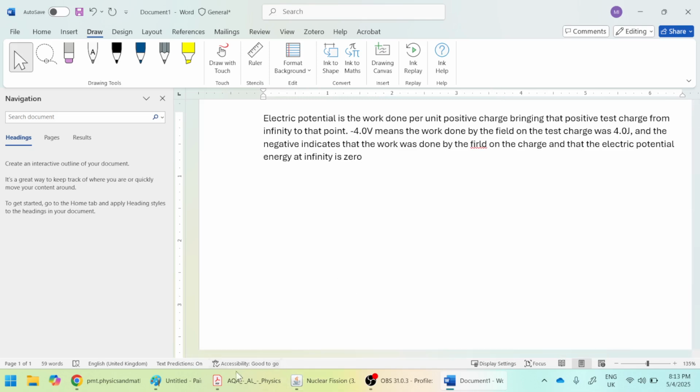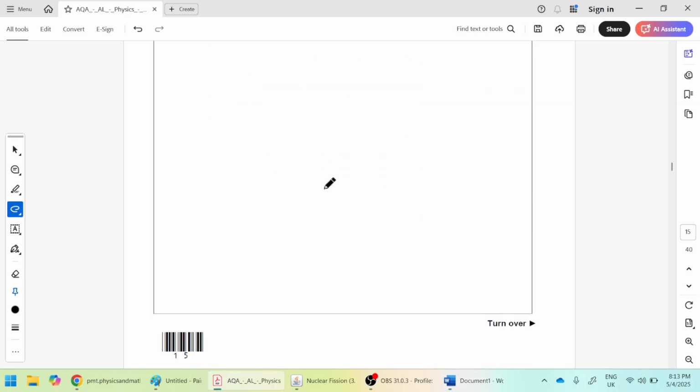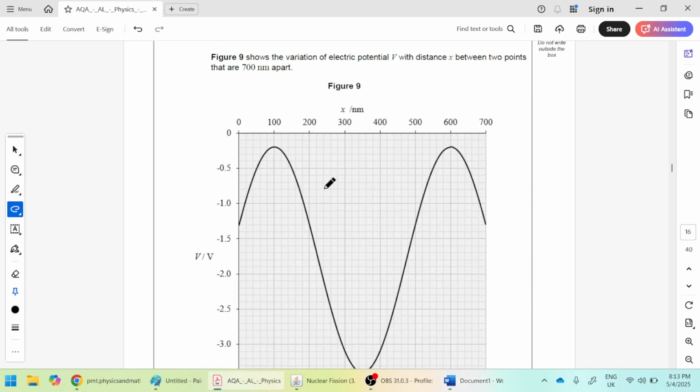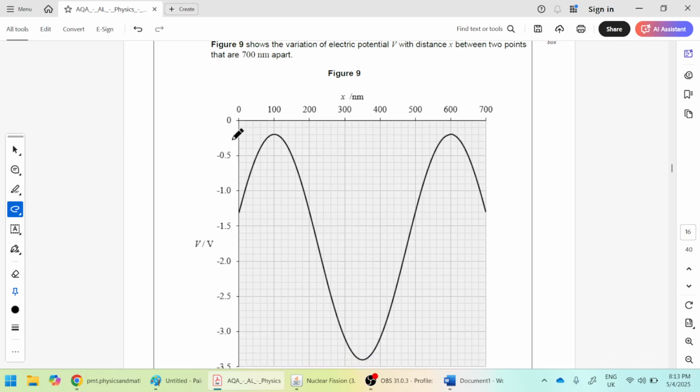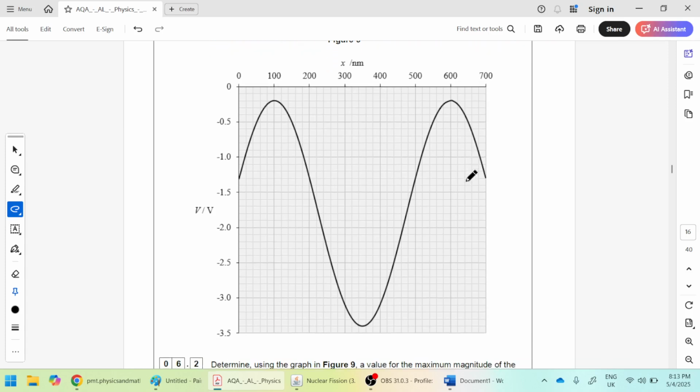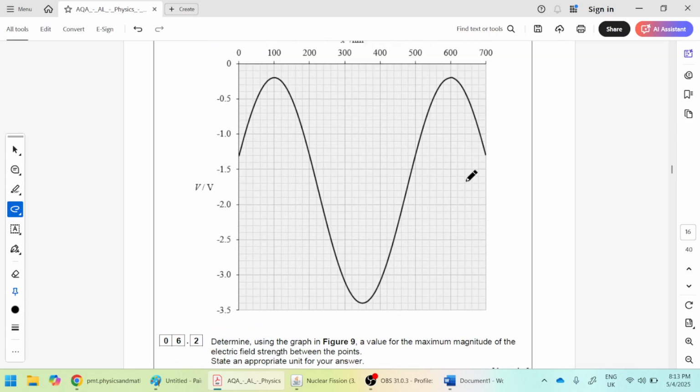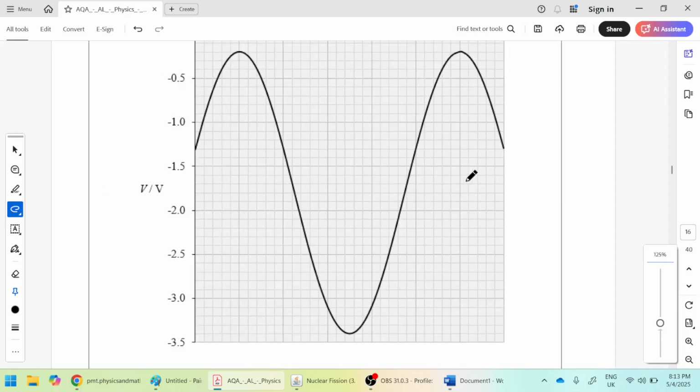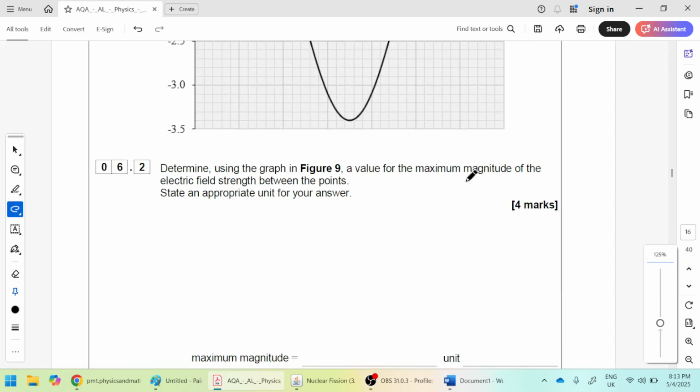Right. So, going back to the thing here. Figure 9 shows the variation of electric potential V with distance x between 2 points that are 700 nanometers apart. It looks like a wave, but it has nothing to do with a wave. It's just 2 points, and there's some weird, complicated charges in there that's messing with the whole thing. Determine using the graph in figure 9 a value for the maximum magnitude of electric field strength between the points.